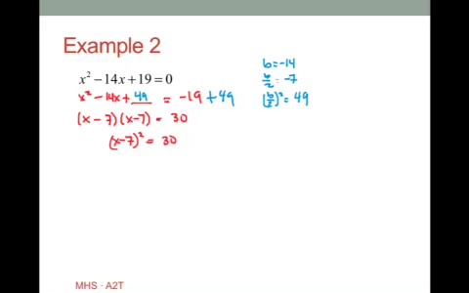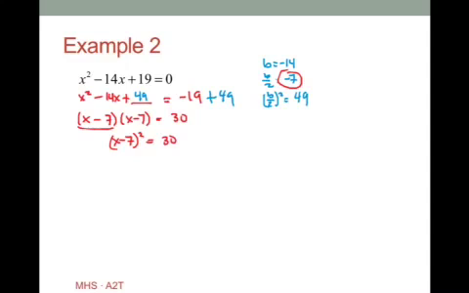Notice the term when I factor is b over 2. You see that? Here's b over 2 right here. There it is, and that's where it goes right in here. That's why I know to stick it in there. Okay? So now I have (x minus 7) squared is 30. So what am I going to do next?